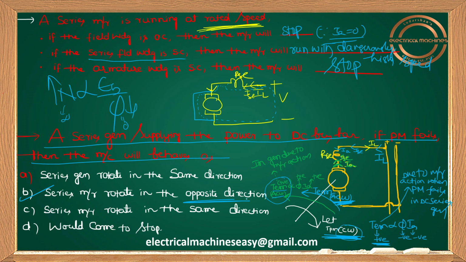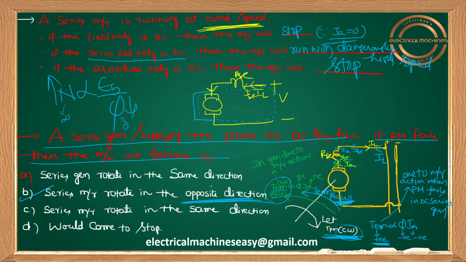Why I'm writing opposite: you have to compare this blue color armature with the TPM, because the reference is the generator. The reference is the TPM. So the TPM is clockwise, and this blue color armature is anti-clockwise. Anti-clockwise versus clockwise, so obviously it rotates in the opposite direction. So option B is the answer.